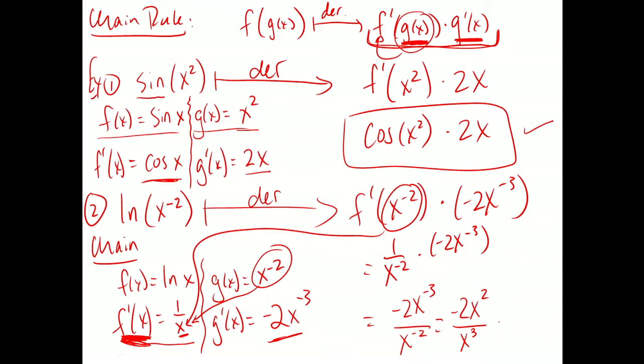But now hopefully you can see, right? I can cancel x squared with 2 of those, leaving me with just 1. So actually, as simple as it looks, negative 2 over x. That is the answer to what's the derivative of this guy.